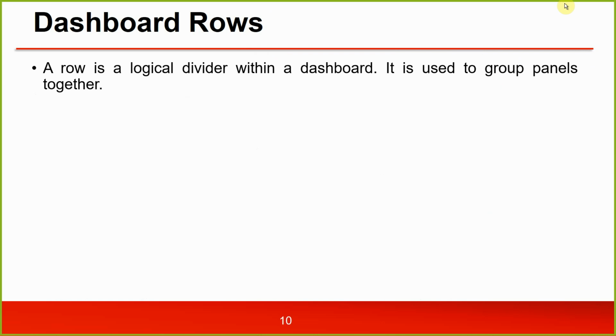A row is a logical divider within a dashboard. It is used to group panels together. That's for organizing, because you would not want to see all the panels in one go. Probably you will categorize them like networking, memory, or other areas like CPU. So a row will help you to organize those related panels in one row, and then expanding and collapsing them will give you the specific display.